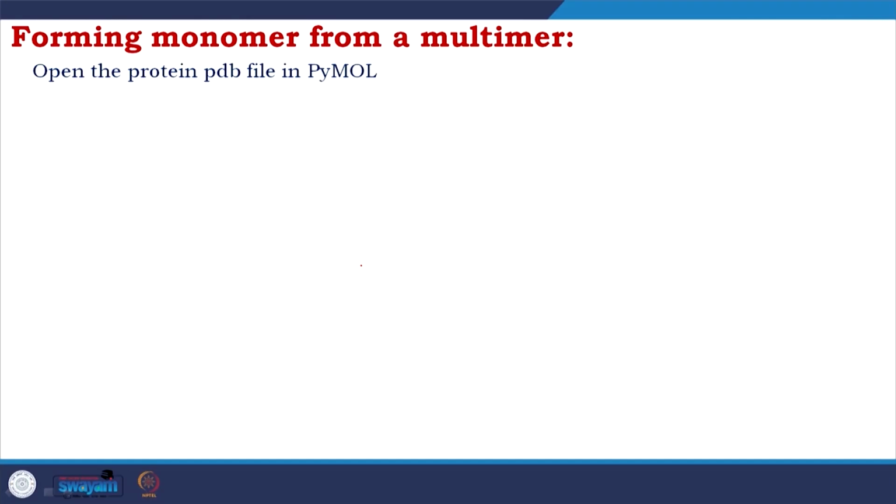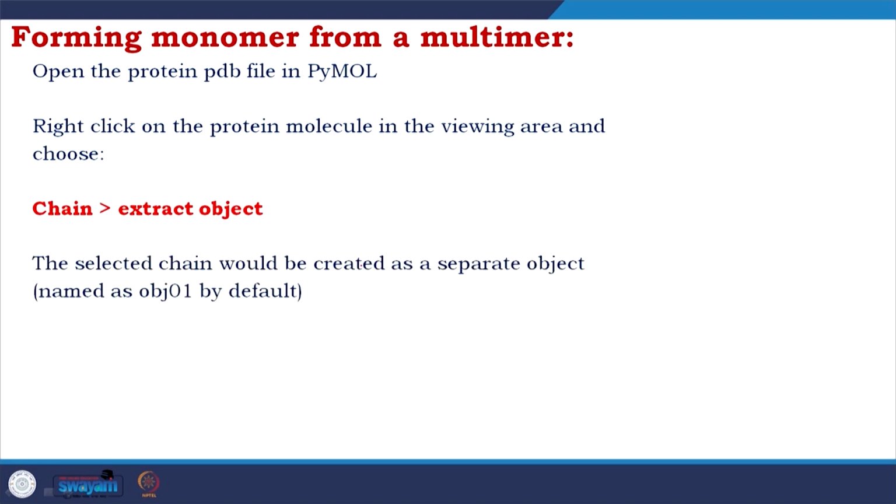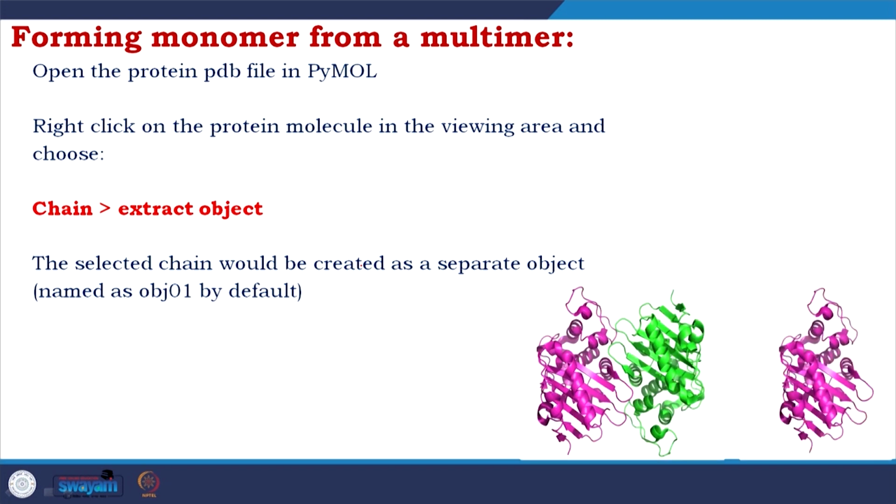So, again for how you could select a monomer, you have to open the protein. If it is not open, in our case it is already open, then right click on the protein molecule in the viewing area and then choose chain, extract object. The selected chain would be created as a separate object which you could name obt01 by default, but you could name it of your own. So, there is the dimer and a monomer would be the result.